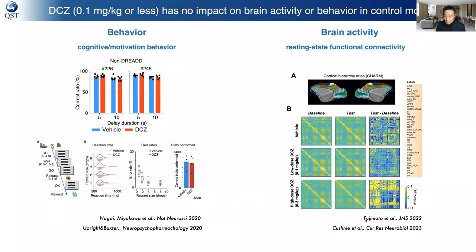In terms of brain activity and resting state functional connectivity, these also did not change following DCZ administration, as demonstrated by Fujimoto et al. and other labs. So far, 0.1 milligram per kilo or less seems to be a safe dose range in macaque monkeys or probably marmosets. But be cautious. Even in future studies, in each experiment, we have to have a control experiment in each own experimental condition in non-DREADD animals.